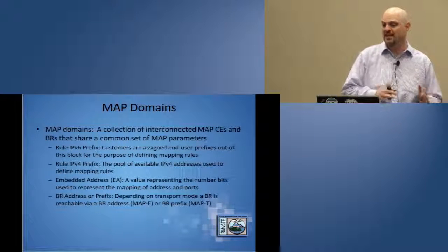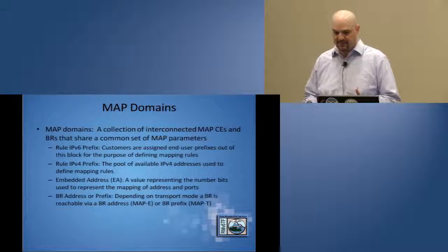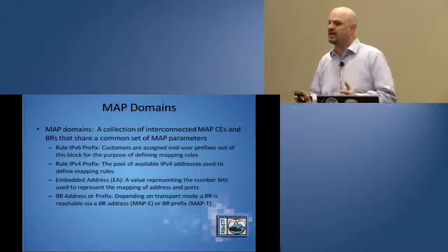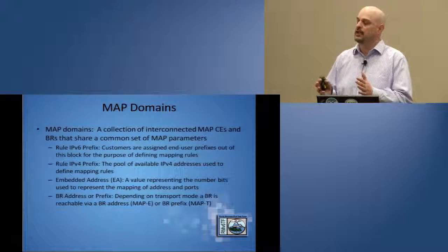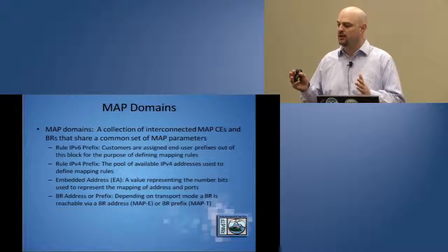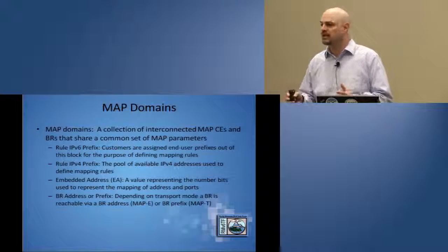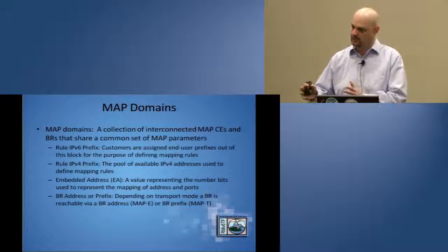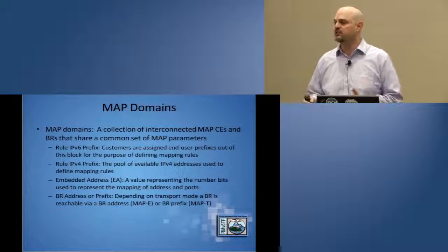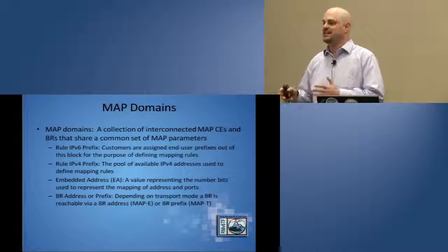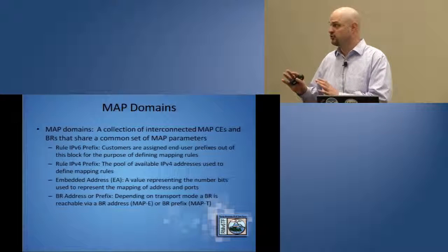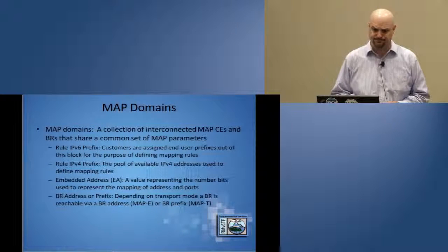Now, your embedded address, this is a value within the IPv6 prefix that you allocate. This is a set of bits interpreted from the prefix that's allocated to the customer that actually represent an index into the address that they should use and the set of ports that they should use. And I will go into that later in detail.